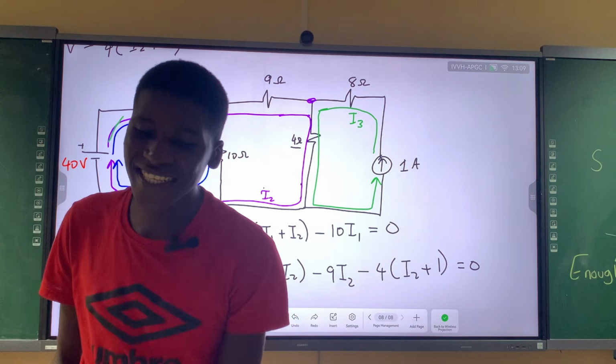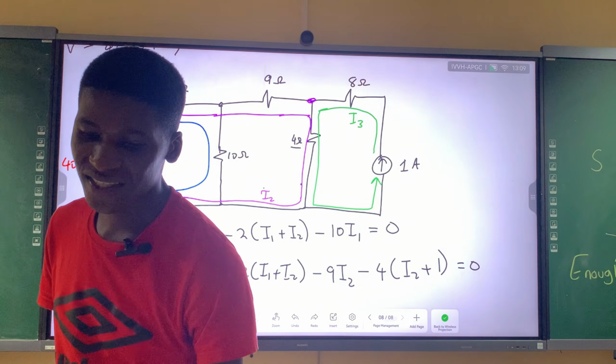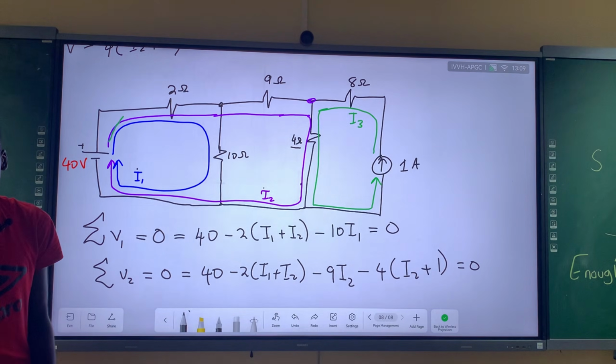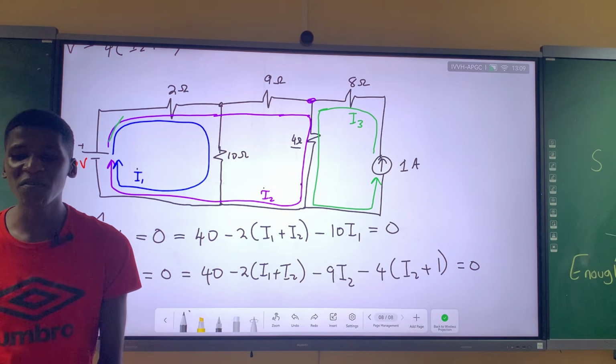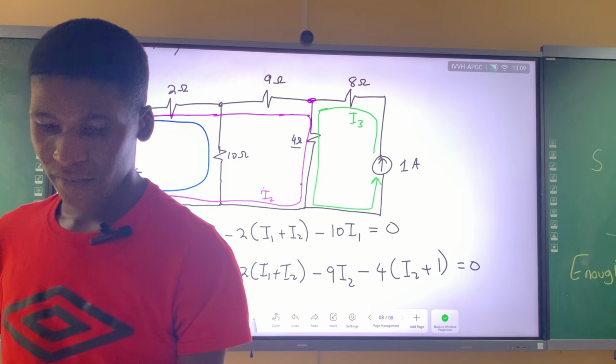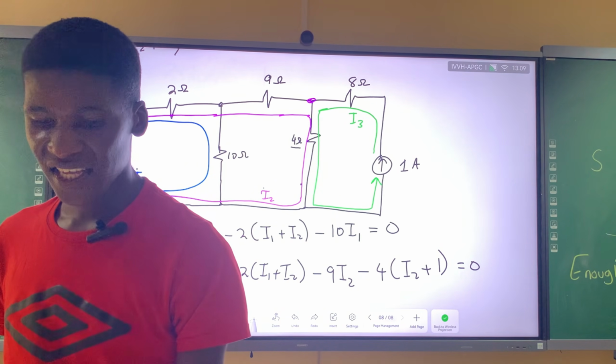You must get that I1 is 3 amperes from that. Hey, there's a lot of mathematics there. I1 is 3 amperes, then you solve I2 from that I1. Just do your maths and then it makes sense.